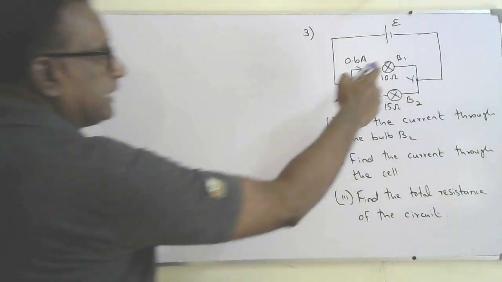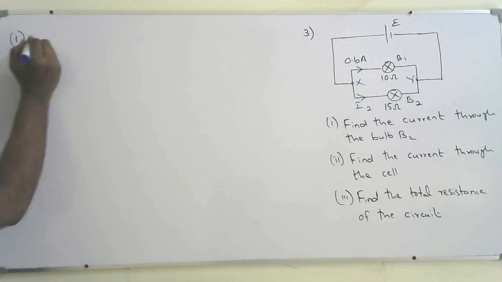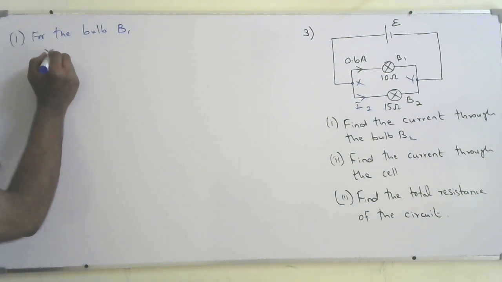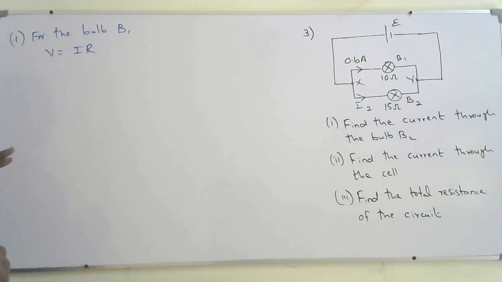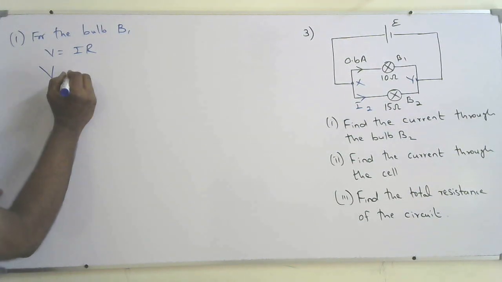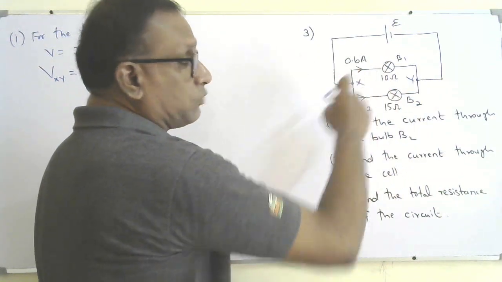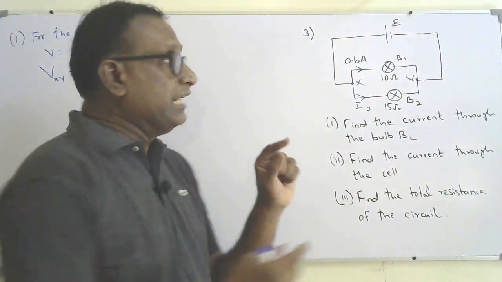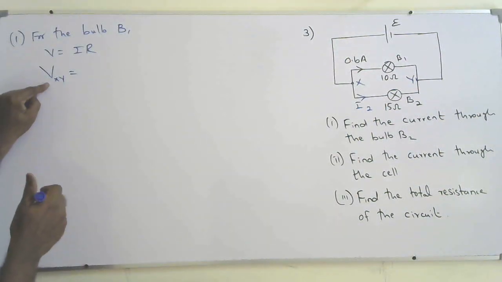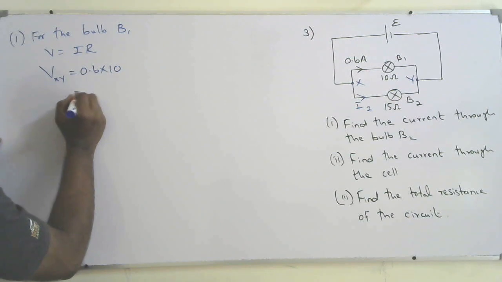I can find the voltage across the bulb, that is same as the voltage across XY. So for the bulb V1, use V equal IR. The voltage across the bulb is same as voltage across the junction VXY, because the connecting wires have no resistance, so there won't be any voltage across 2 points of the wire. That will be 0. So Vxy is equal to current 0.6 times the resistance 10 ohms, that will be 10 volt.